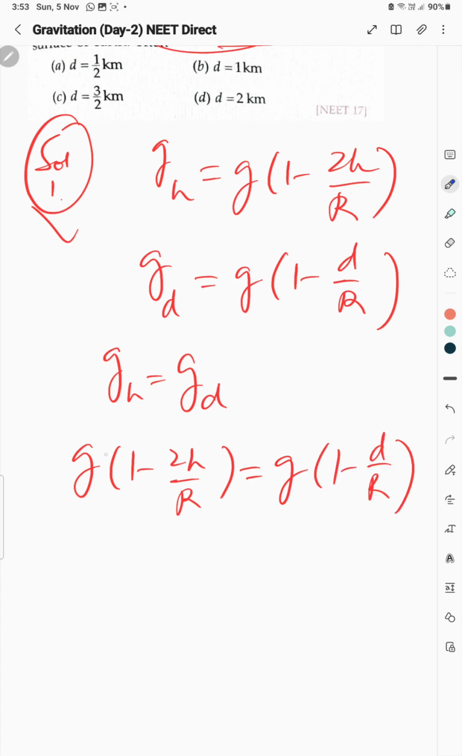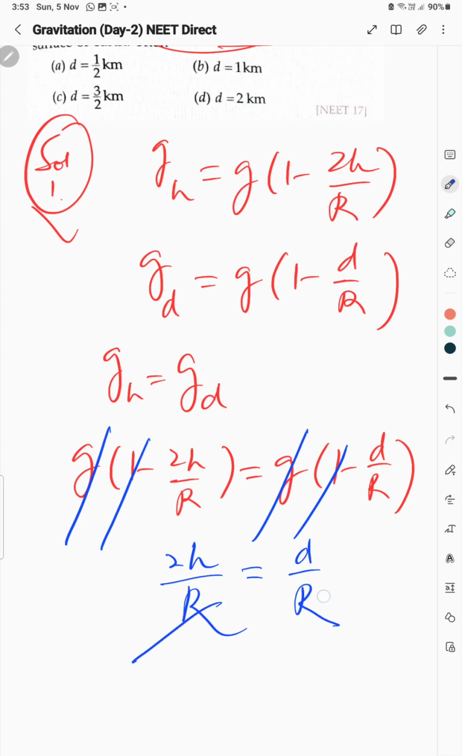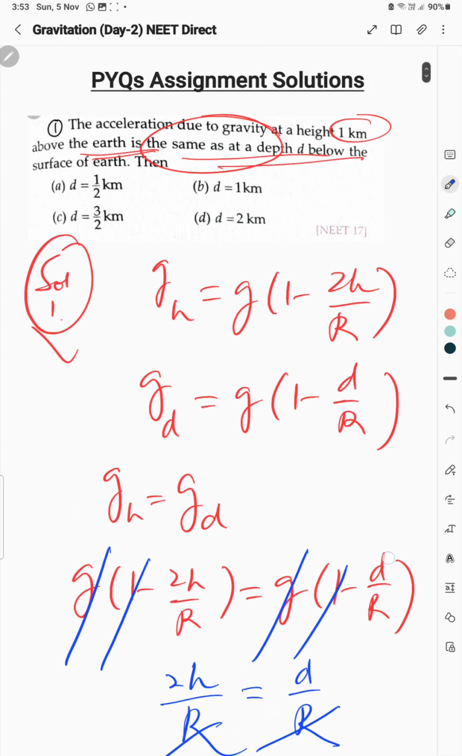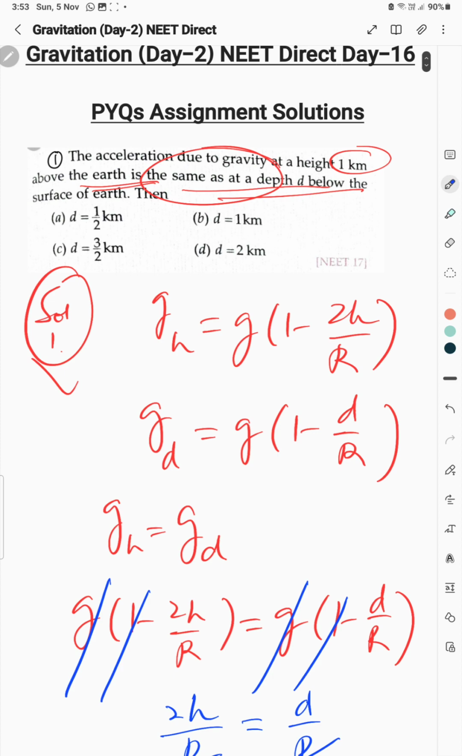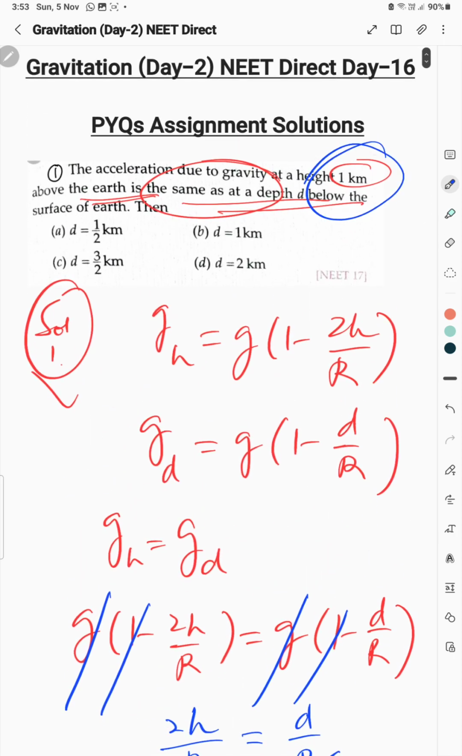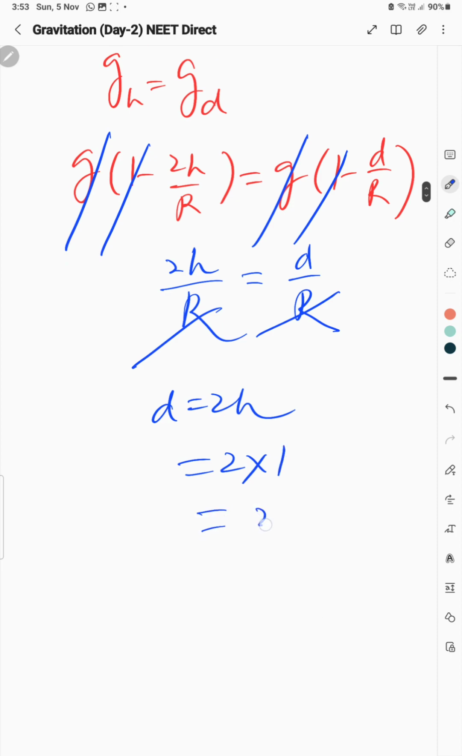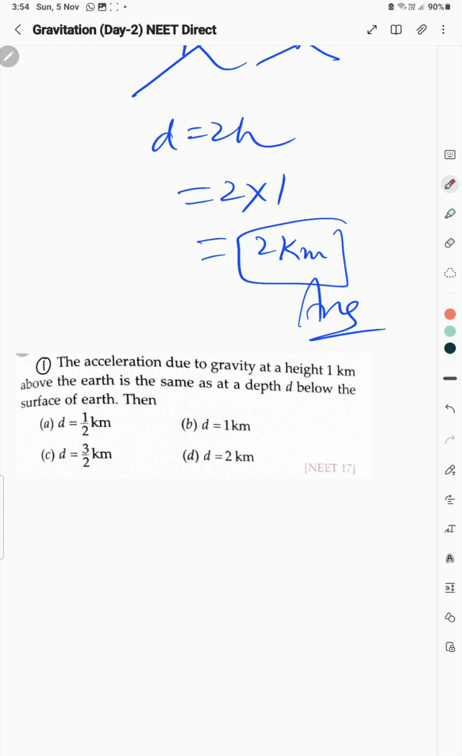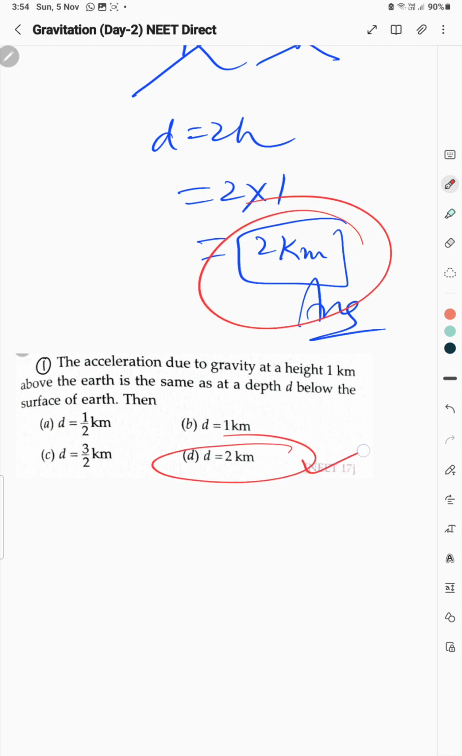Alright. Now simplify. This gets cancelled. This gets cancelled. So you have 2h by R equal to d by R. These two get cancelled. Alright. We were asked the value of d. You have to find the value of d. So here d is twice of h. And what is the height given here? 1 kilometer. So you can put 1. So the answer is 2 kilometers. So you can see that this option is D. So D is the correct answer to question first.